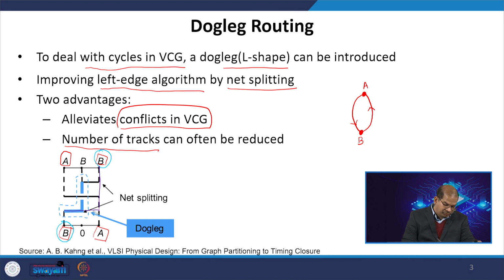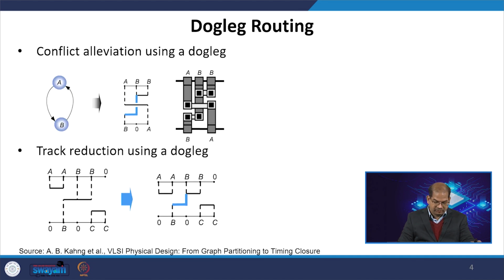We cannot do this kind of routing because it will create a conflict with the net A. So, what we did here is that we divided the net into two different parts. This is one part, and this is another part, and this is one more part. We split the nets, and then we use fewer tracks to route this. Now let us take an example of how it is useful.